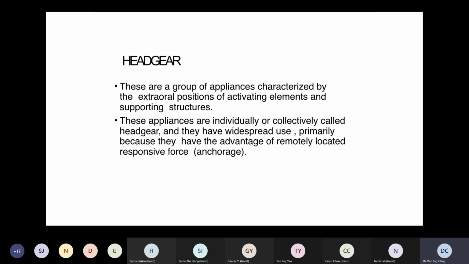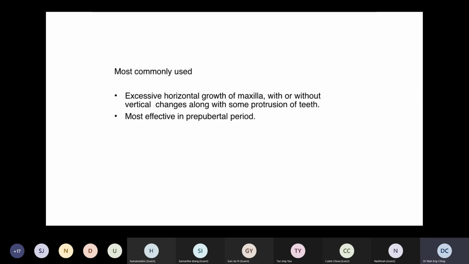So most commonly used for excessive horizontal growth of the maxilla. So let's say the maxilla is too long, with or without vertical changes along with some protrusion of the teeth. So here we're trying to move or restrict the maxilla because the maxilla is growing too forward. So it's either too forward or too backward, with or without vertical changes along with some protrusion of the teeth. It's most effective in the prepubertal period, which means the patient is still growing a lot.